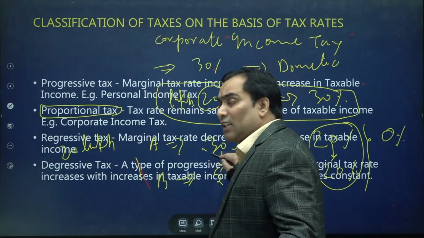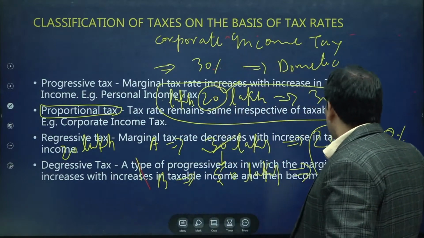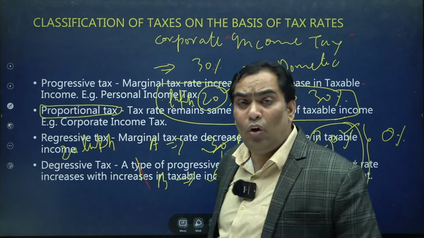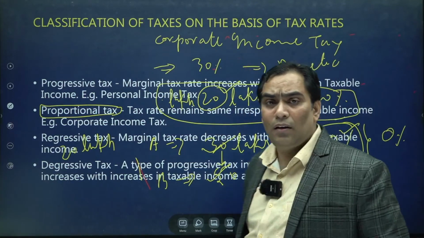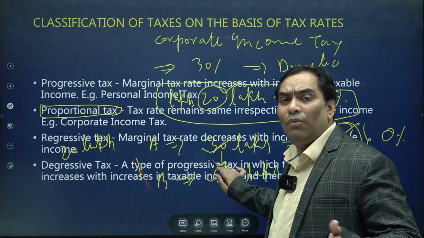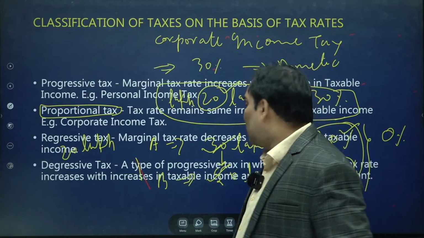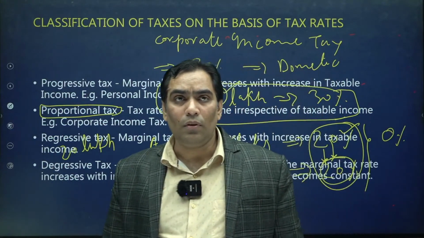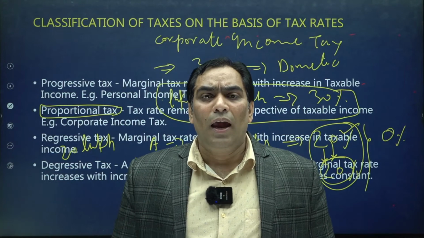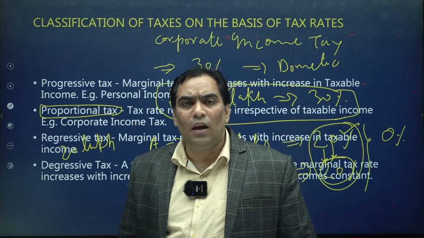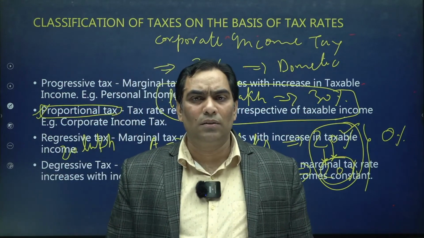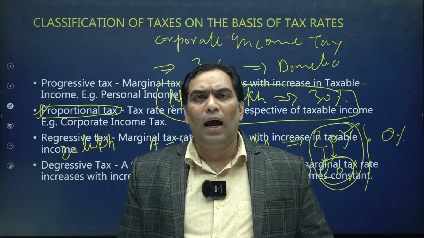The company which has 30 lakh income also has to pay taxes at that rate, and the company which has taxable income equal to 50 lakh also has to pay at the same rate. Definitely the tax liability will be different, because the tax on 30 lakh will be different from the tax on 50 lakh, but the marginal tax rate is constant. That type of system is known as the proportional tax system. Corporate income tax, CIT, in India is levied on the basis of proportional tax. I think it is very clear.